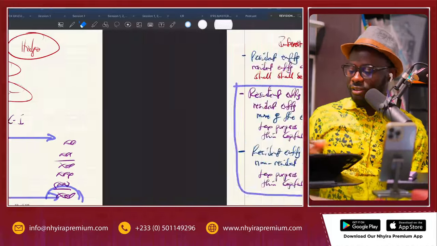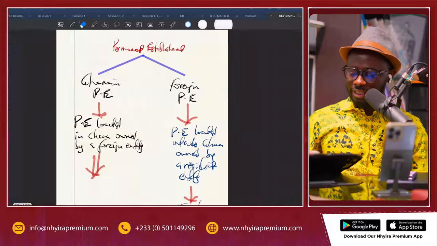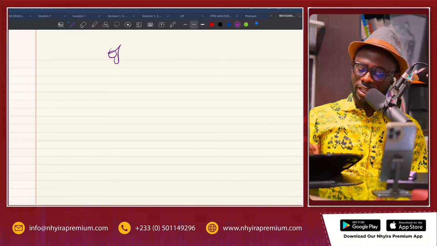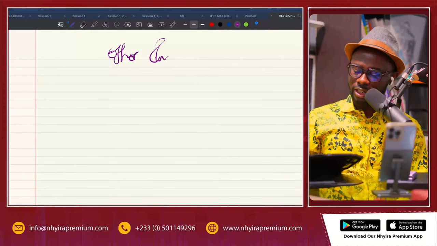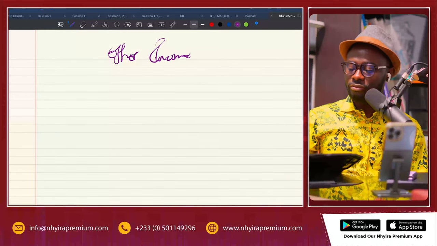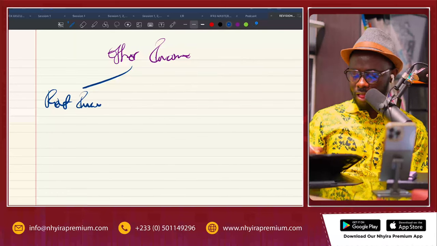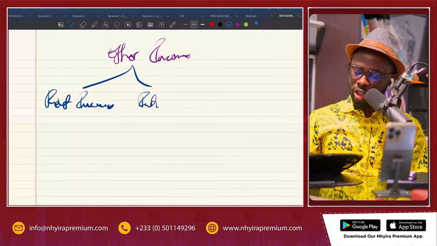Am I done? No. Let's go to the last thing that is also important, taxation of other income. Let's look at other income. When I say other income, I'm talking about rent income. I'm talking about interest income.